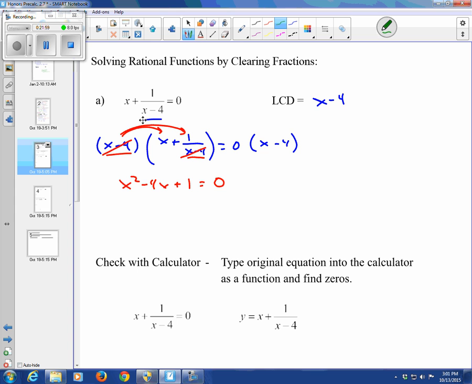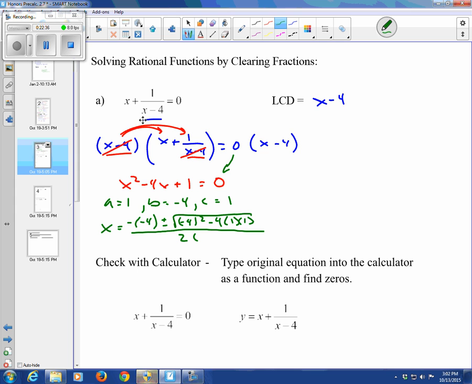On the other side, anything we multiply by 0, we get 0, so that's going to give us 0 there. Now we've got a quadratic that we cannot factor, so we're going to have to use the quadratic formula. We say a equals 1, b equals negative 4, c equals 1. That gives us x equals negative negative 4, plus or minus the square root of negative 4 squared minus 4 times the a term of 1 times the c term of 1, all over 2 times the a term of 1.